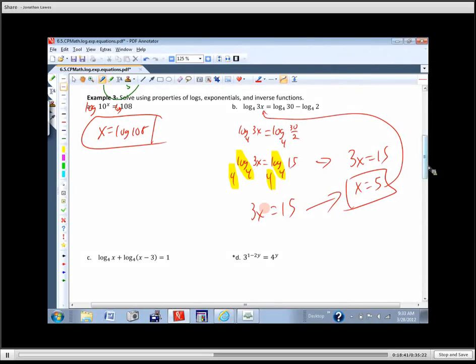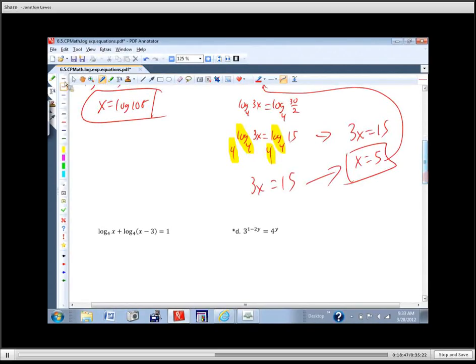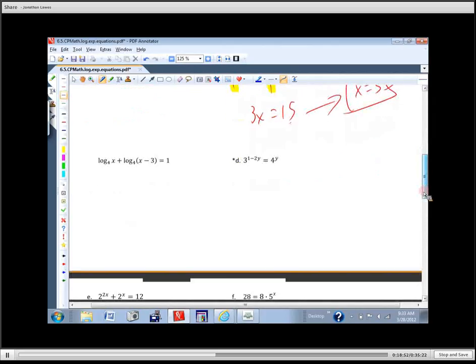Sure? Samantha, how are we doing there? Excellent. Okay. All right, let's take a look at this one. Can I slide this down? We're good? Okay. All right, let's take a look at this one.